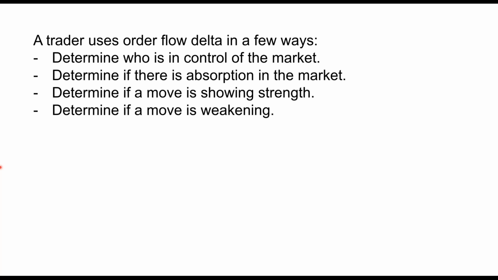Now, there are going to be instances where a market is going up and you have negative delta, and you're going to scratch your head and say, well, Mike said that delta shows who's in control of the market. Why is the market going up, but there's more aggressive selling? Well, the reason for that is a simple one: absorption in the market. That's the second part: determine if there's absorption in the market.